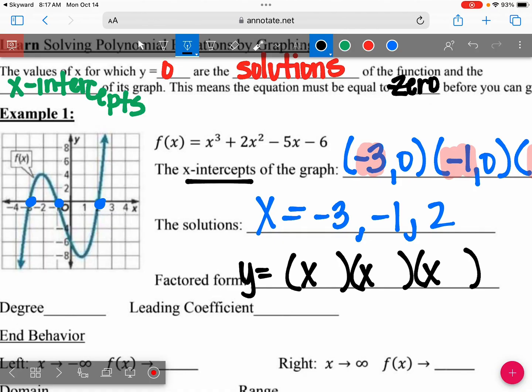Now, does anybody remember what we have to do with our signs when we go from here to here? This was on the test. Isaiah, we got to flip it, yeah? So do you see how our first one is at a -3? So you're going to put a +3 in the first parentheses. Then our second parentheses, we're going to put a +1. And our third parentheses, we're going to put a -2.